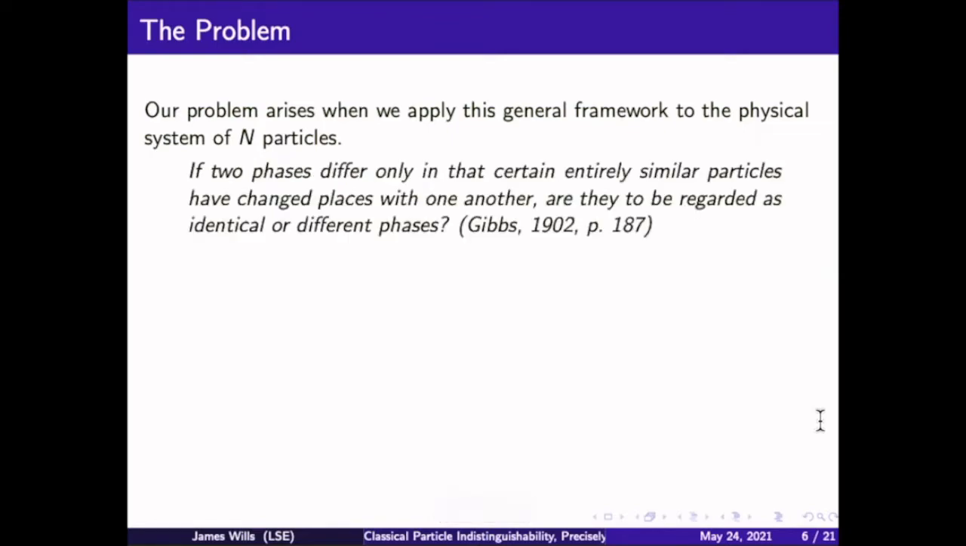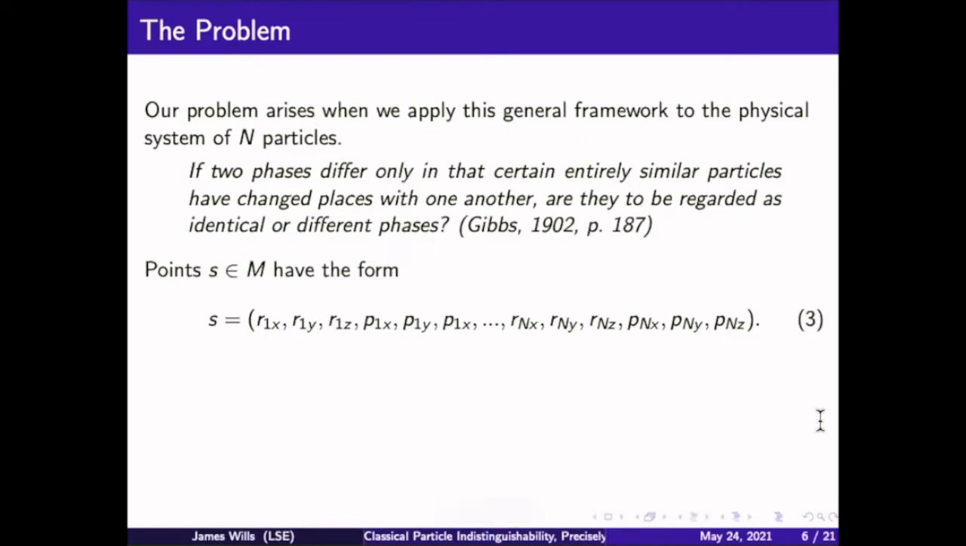And Gibbs, when he wrote his famous textbook in 1902 on statistical mechanics, engaged with this particular problem we're concerned with today. He stated the problem like this: if two phases differ only in that certain entirely similar particles have changed places with one another, are they to be regarded as identical or different phases? This question in the literature has been debated extensively. I think it's widely regarded as fairly cryptic, and it's difficult to precisely understand what question Gibbs is asking here. So I'm going to deploy the formalism of Hamiltonian mechanics to try and state this question as precisely as we can.